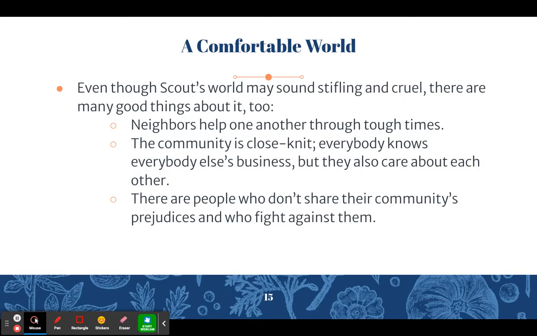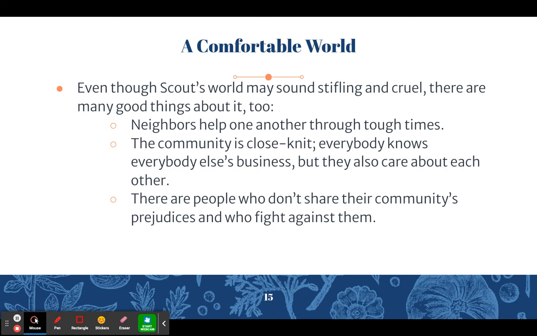So even though this world might sound kind of stifling and cruel, there are still good things about it. Neighbors would help one another through tough times, and we'll see that several times through the story. The community is close-knit, so even though everyone does kind of know everybody else's business, they also care about each other and want to take care of each other.